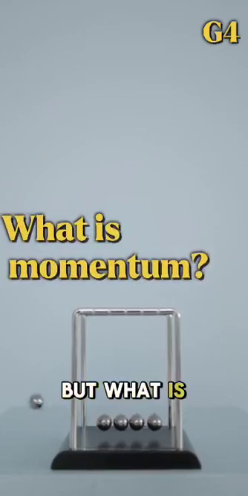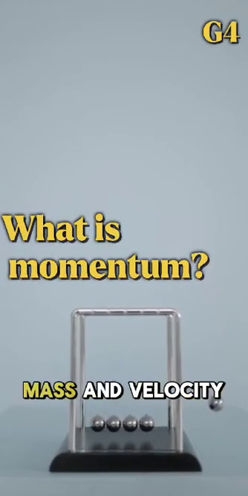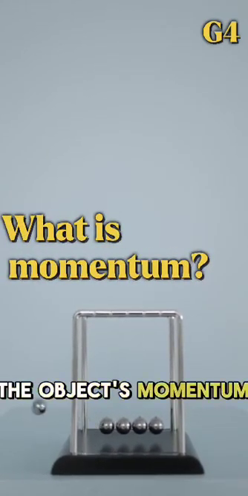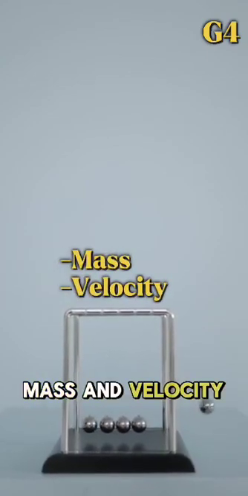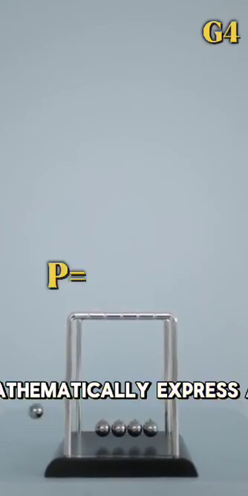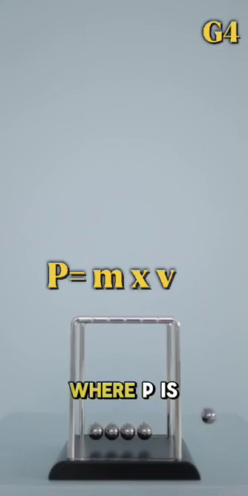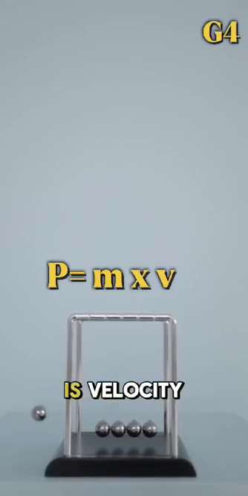But what is momentum? Momentum is the product of mass and velocity. An object's momentum depends on two factors, mass and velocity, mathematically expressed as P equals m times v, where P is momentum, m is mass, and v is velocity.